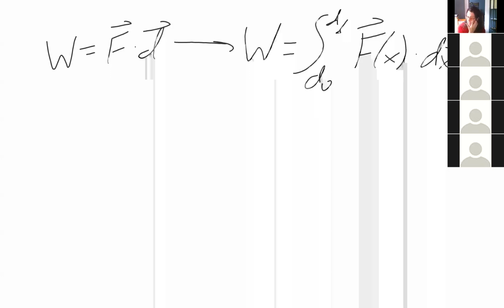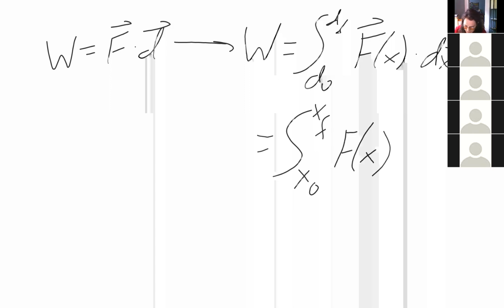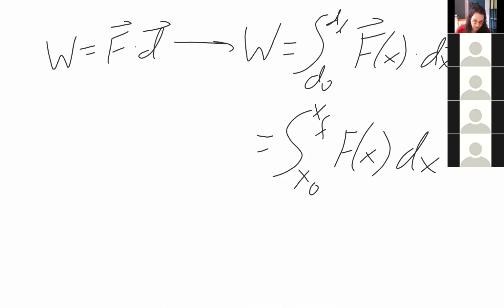Now, I'm giving you kind of a technical integral definition. The way that you're often going to be using this, actually, I think the only way that you'll use it, at least in the homework, is the integral from x initial to x final of the function in terms of x times dx. So let's do an example here.